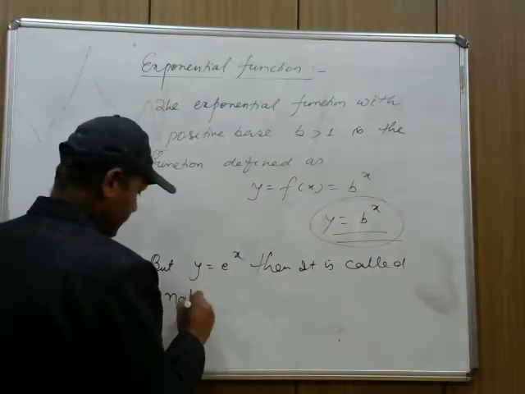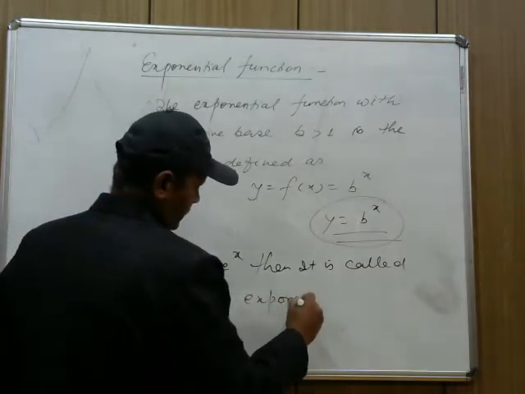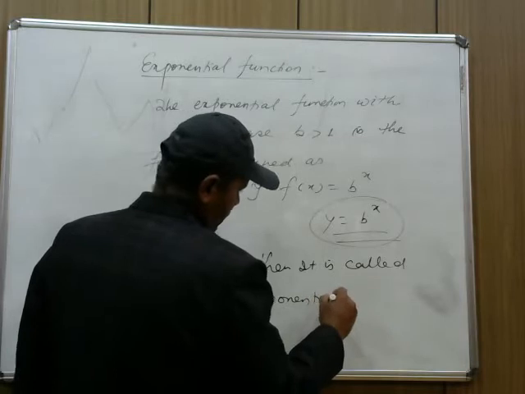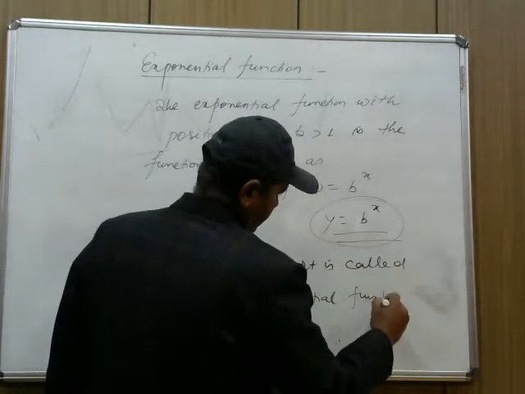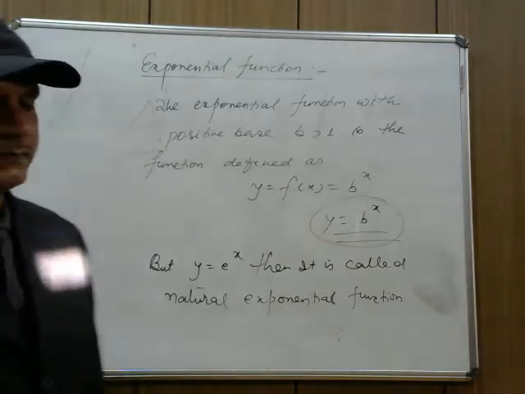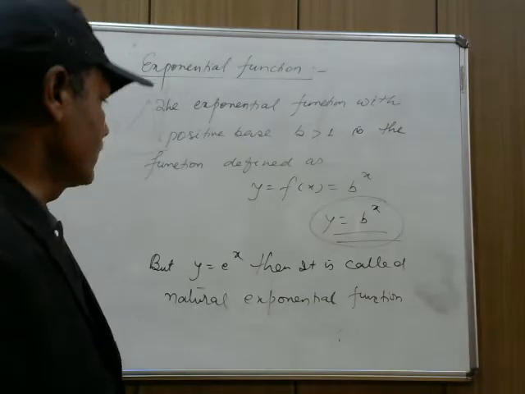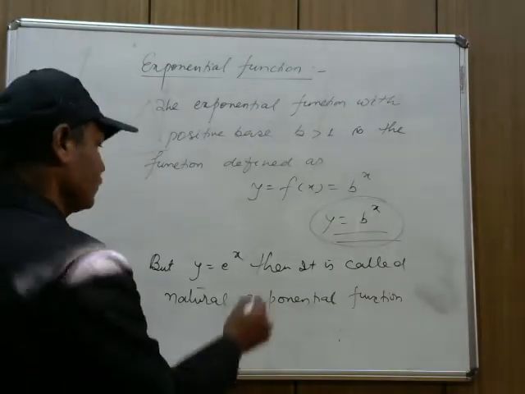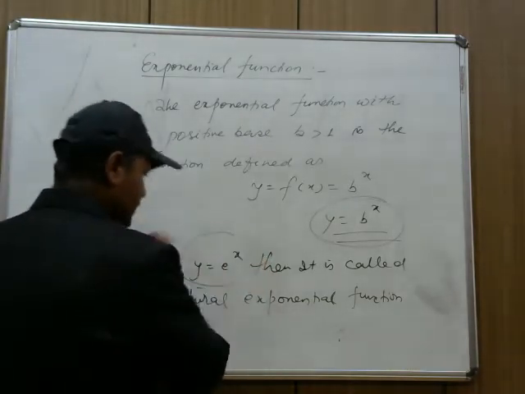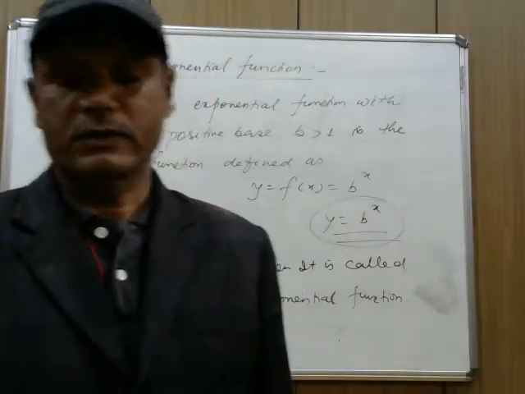natural exponential function. Natural exponential function. Y is equal to e to the power x. And y is equal to b to the power x is any exponential function. Out of that, I have taken one particular function, y is equal to e to the power x, and this is called natural exponential function.